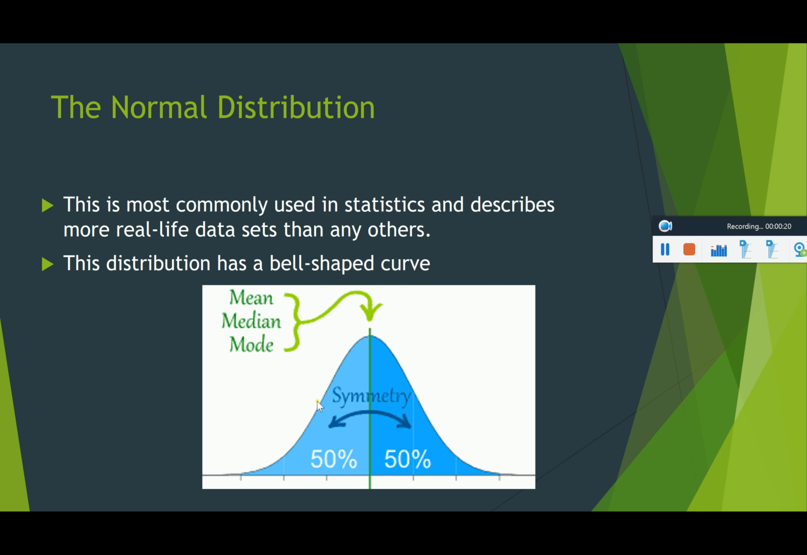50% of your data is on this side, 50% is on this one. Your mean, your median, and your mode are always right in the middle, the highest point of your bell shape. And 100% of your data should be all underneath the curve.